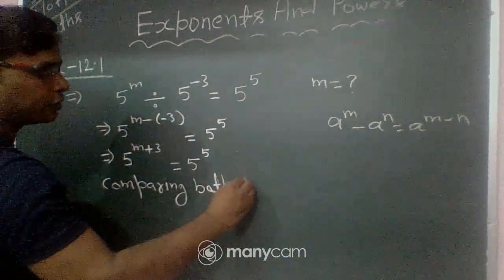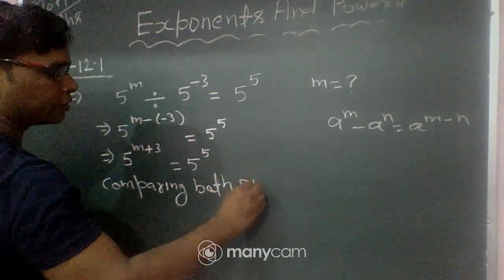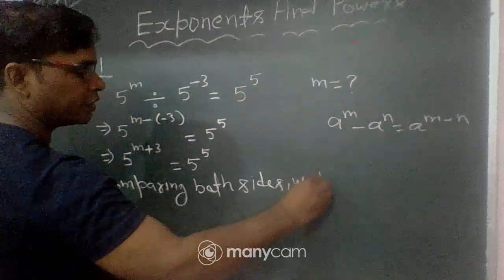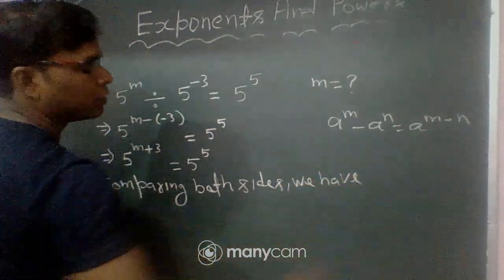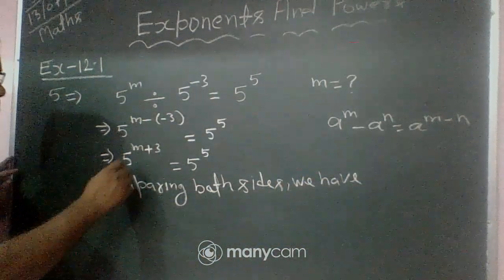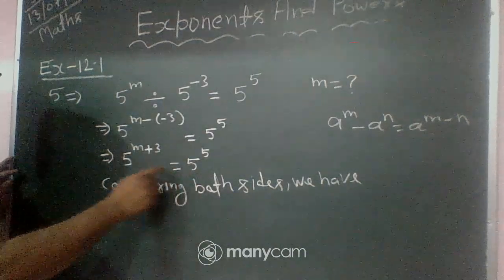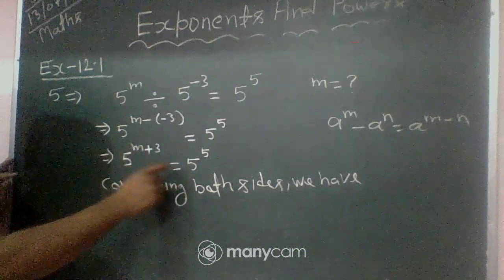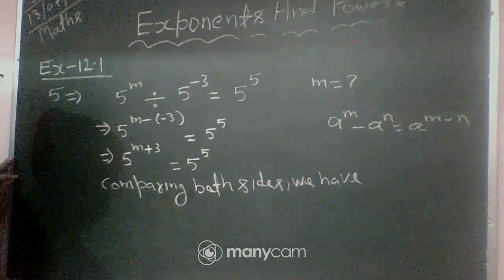Both sides. We have, okay, if you compare both sides, the power of 5 is m plus 3 is equal to the power of 5 is m.